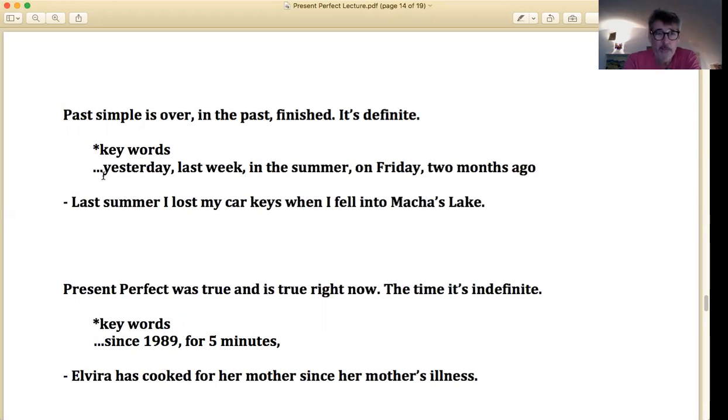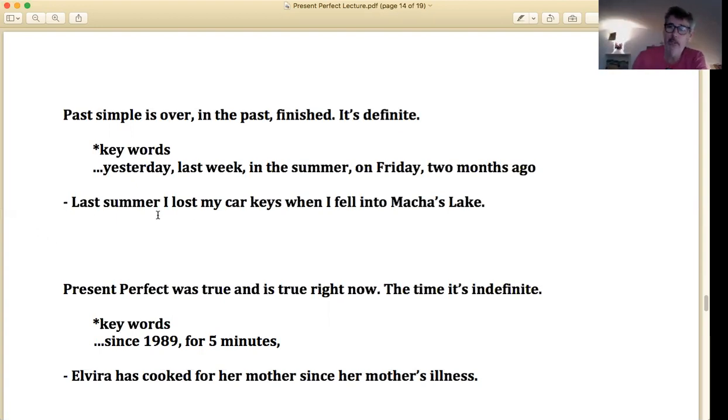So now, if you want to talk about something that happened last week or yesterday or last summer or on your vacation in Mexico or 2 months ago, all right, we're going into a simple tense. We're not going to use a perfect tense. We're not going to use present perfect for sure. We might use past perfect, but we're not going to use present perfect. So, here's an example. Last summer, I lost my keys when I fell into Majas Lake. All right. So that's last summer. I lost. That's past simple. All right. And that's in the past.